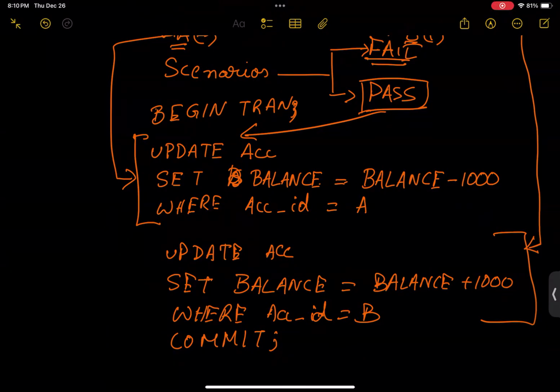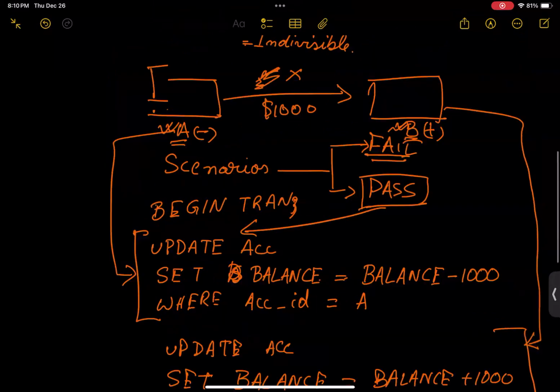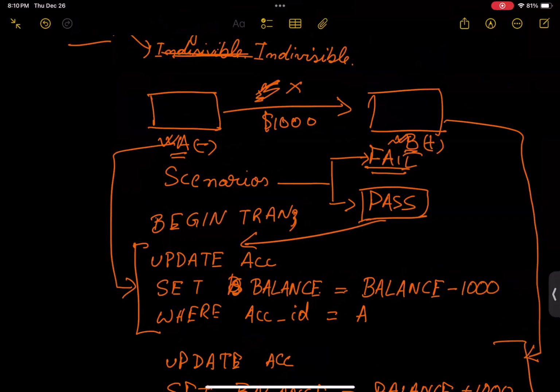Then you can make sure that if a power failure happens, it is not going to be in the hanging state. It will revert back and give the balance back to the source. And it will say that the transaction is rolled back.